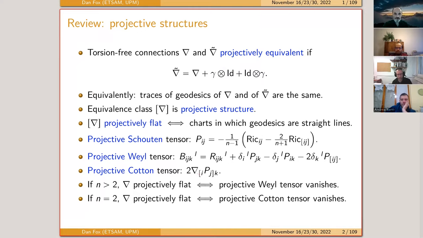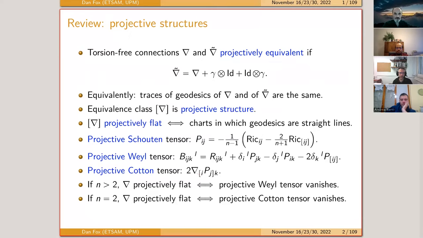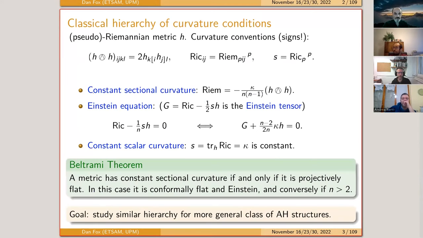What's special in the n equals 3 case and the n equals 2 case is that the Weyl tensor automatically vanishes in these dimensions for basic representation theoretic reasons. That is, the module of trace-free tensors of the appropriate symmetries is automatically trivial in these low dimensions. Okay, so that's just some background that I need in this next slide.